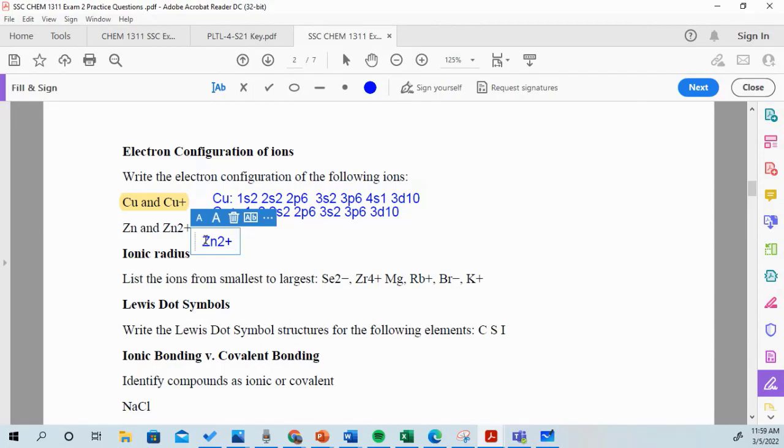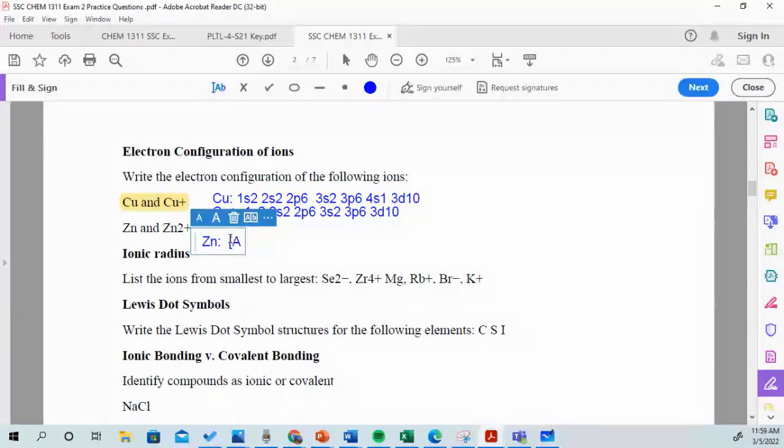Yeah, so if we were to put this in shorthand, what would it be? You guys have the correct answer. So your answers are completely correct.